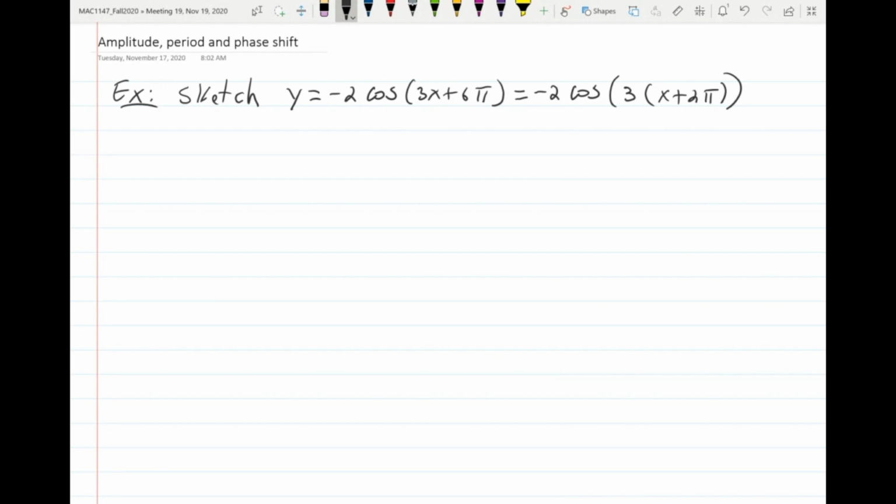And then what's happening inside the argument? So we have a times 3. So what this does is a horizontal compression by a factor of 3. So remember, when you multiply the x by a number bigger than 1, you compress the graph horizontally. If you multiply by a number less than 1, you stretch the graph horizontally. And then the +2 pi is a horizontal shift to the left by 2 pi.